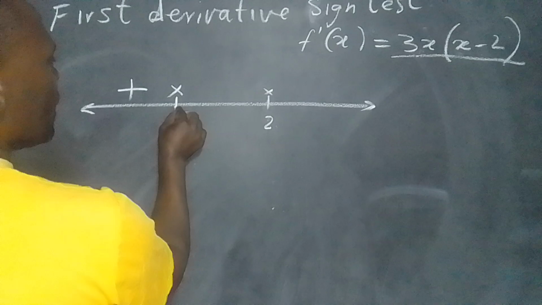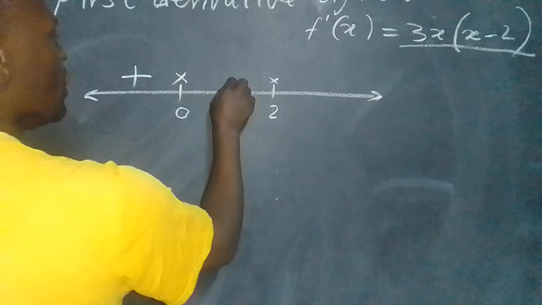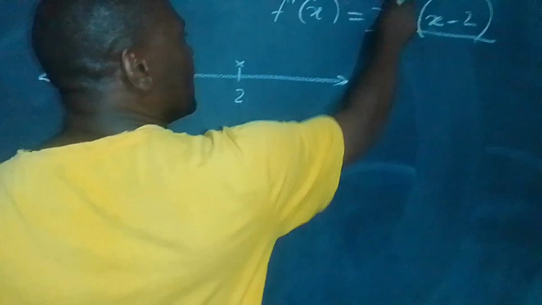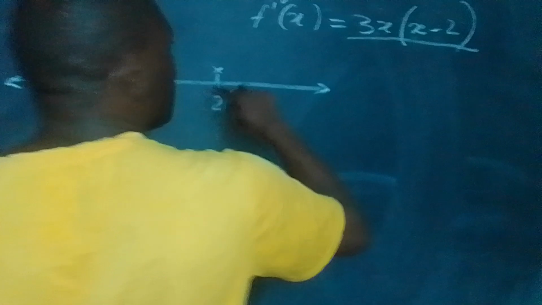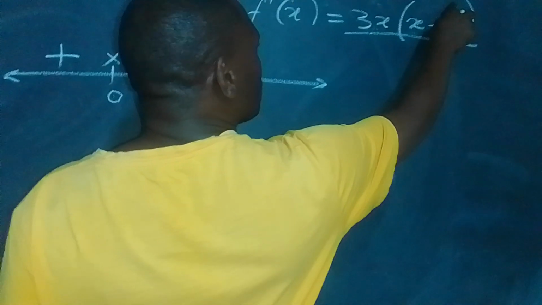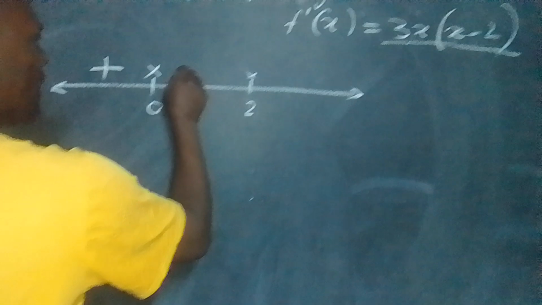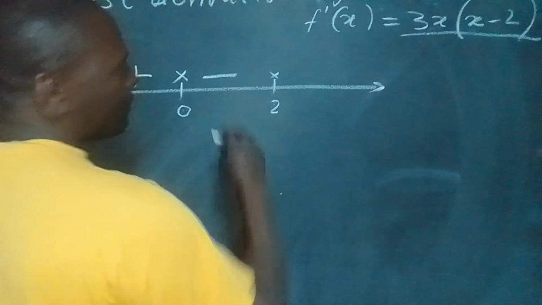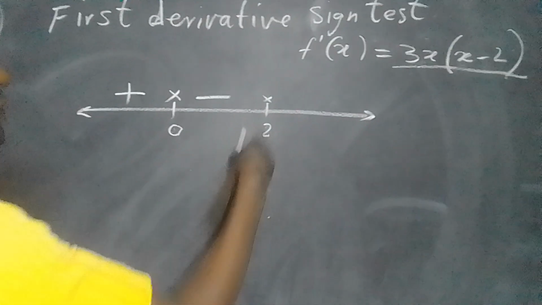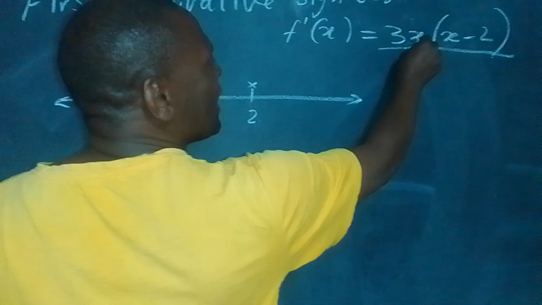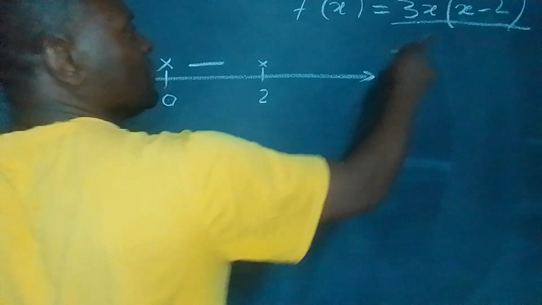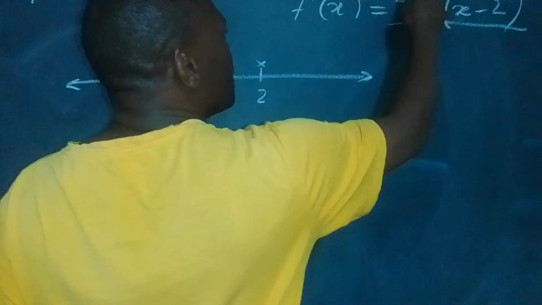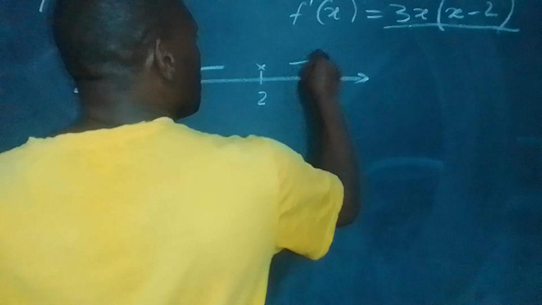You come here, you take a number between 0 and 2. Let's say, for instance, you take a 1. A 3 times 1 is 3. A 3 is positive sign. A 1 minus 2 is -1. A negative times positive is negative. You do the same thing. You take a number just after 2. Say, for instance, 3. A 3 times 3 is 9. 9 is positive. A 3 minus 2 is 1. 1 is positive. A positive times positive is positive.